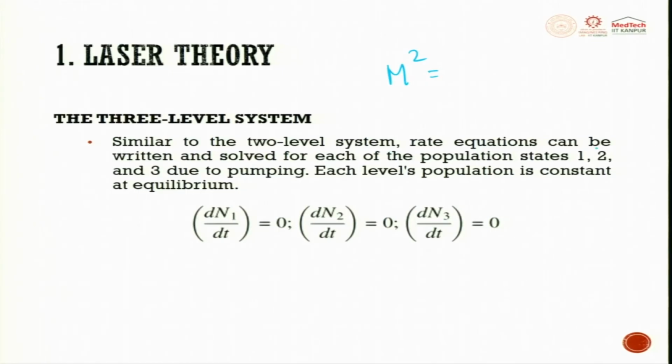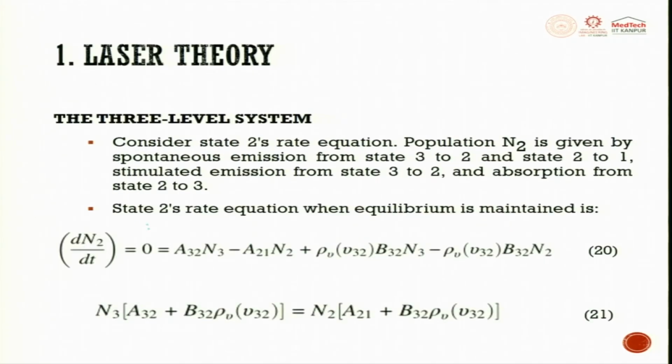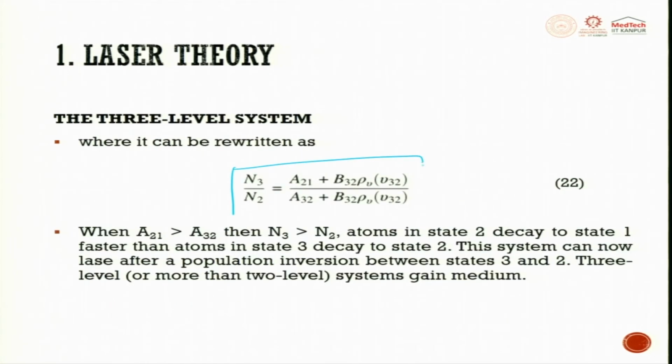Similar to the 2 level system, the rate of emission can be written and solved for each of the population states 1, 2 and 3 due to pumping. Each level population is constant at equilibrium, so you can take dN1, dN2, dN3. For the 3 levels, the second rate equation, the population N2, is given by the spontaneous emission from state 3 to 2 and state 2 to 1, the stimulated emission from 3 to 2, and absorption from 2 to 3. The state 2 rate equation when equilibrium is maintained will be like this, and you will get 2 equations by rewriting it for N3. So N3 will be rewritten like this.